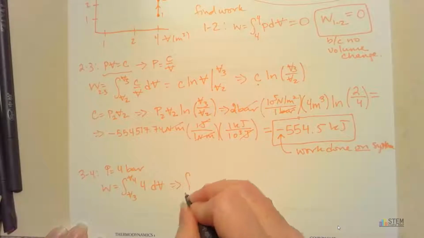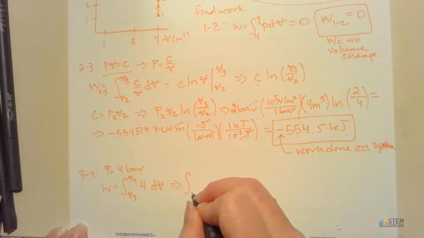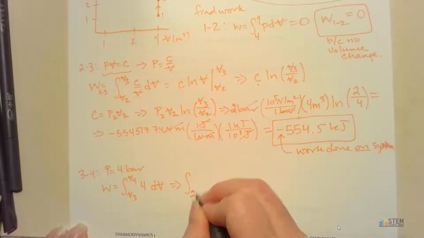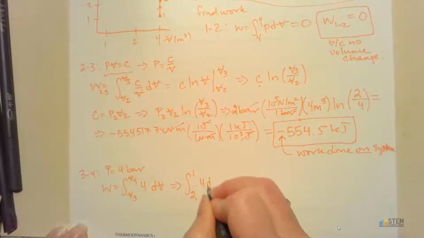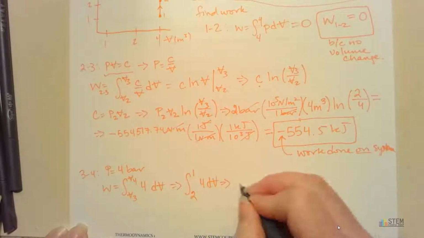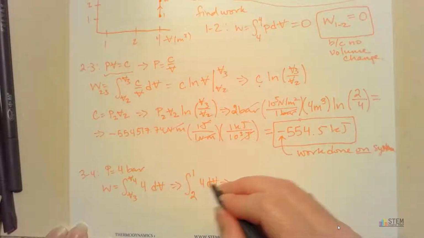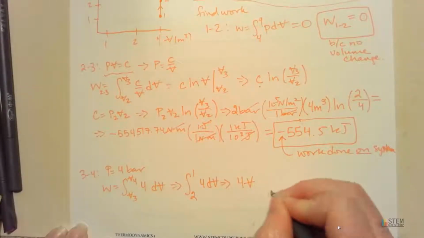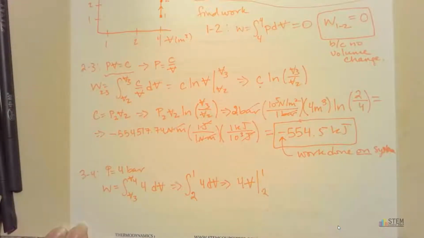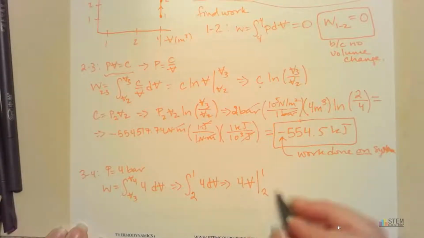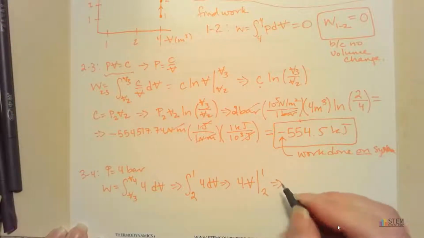Now when you integrate, let's plug in our volumes first. You're going to have 2 and then 1 for dV. Now let's integrate. When you integrate here, since you just have 4 dV, you're just going to end up with 4 times volume, and then evaluate at 2 and 1. Okay. Now remember, 4 is in bar. We want kilojoules. So we're going to have to do conversions.